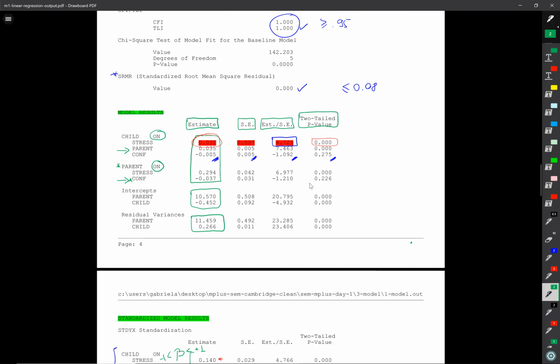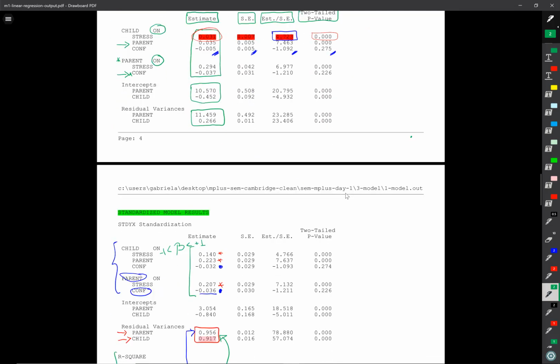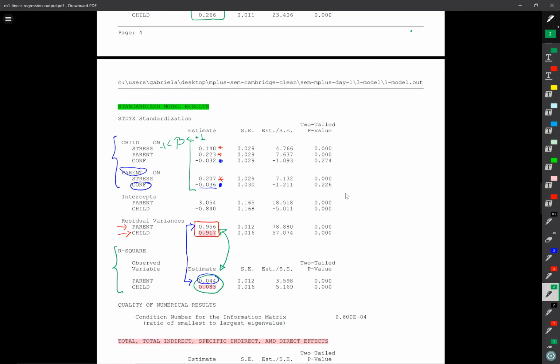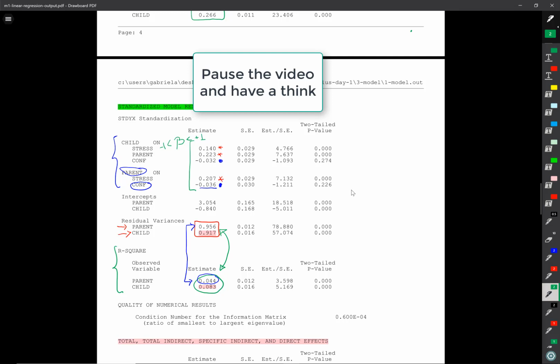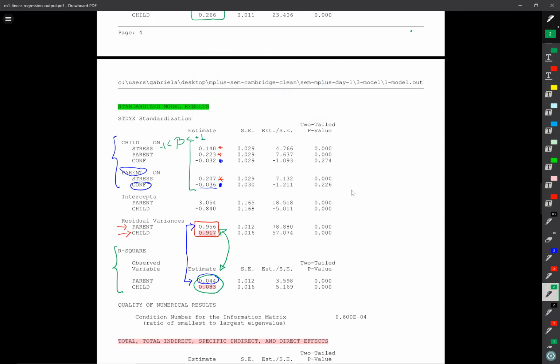So have a look at these model results. In fact, why don't we have a look at the standardized results? And have a little think, which one would you suggest we take out? So in general, the strategy was you take out a pathway that was not significant, so presumably either this or this. But you make sure the theory allows for it.